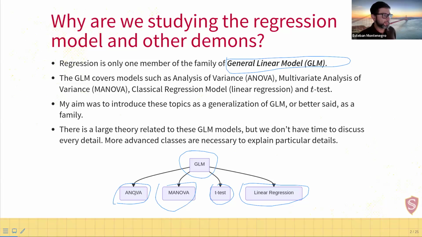ANOVA stands for Analysis of Variance. You can see here the name. And MANOVA stands for Multivariate Analysis of Variance.